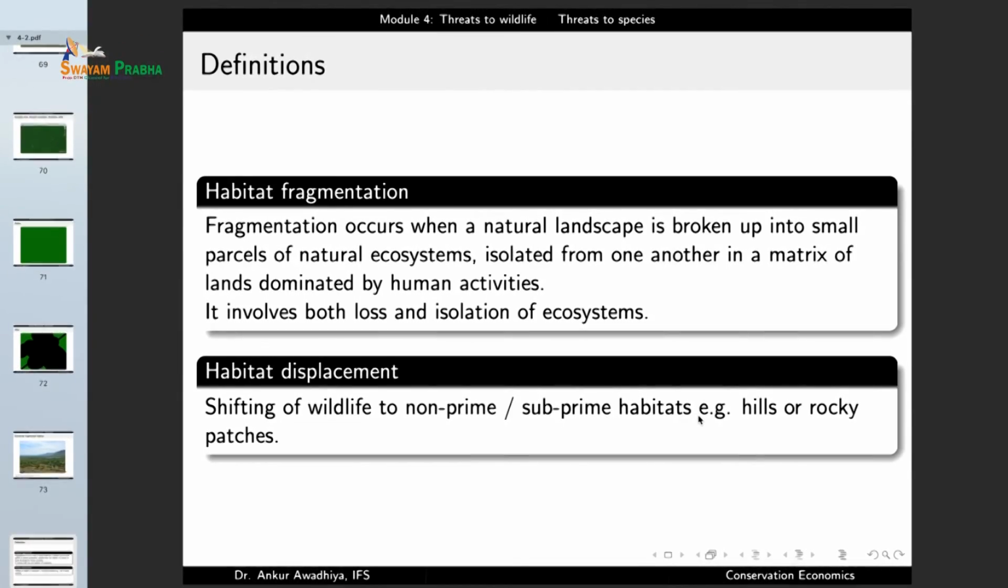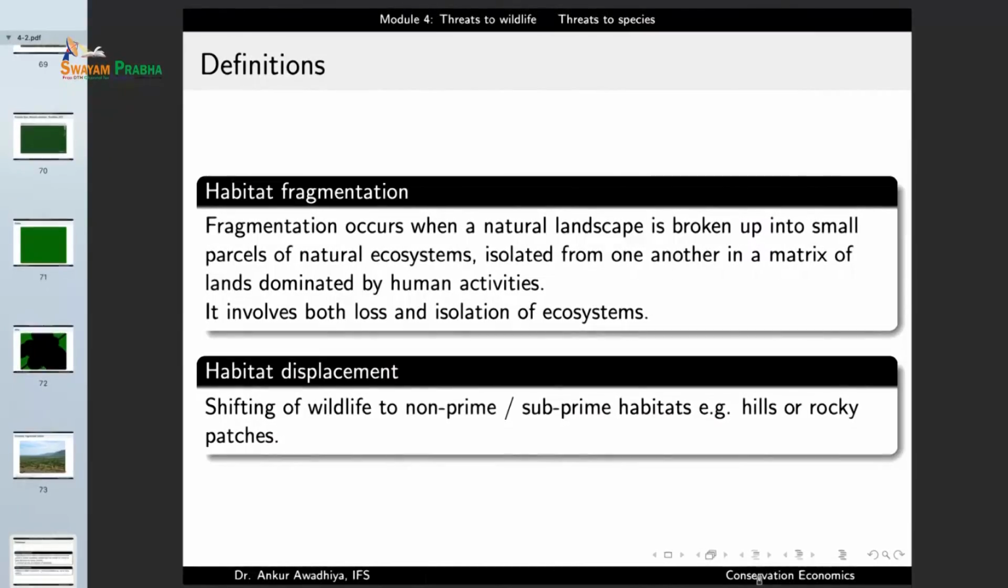Now, apart from habitat fragmentation, we also find another phenomenon which is known as habitat displacement. Now, habitat displacement is the shifting of wildlife to non-prime or subprime habitats such as hills or rocky patches. Now, what is habitat displacement? Typically, if you go to any grassland area that is near a forested area, and you find that people are taking their cattle into these grasslands, and if you ask these people that, your cattle are out competing the wildlife, they would normally say, oh, no, sir, this is not the case, because our cattle graze in these grasslands, whereas the wild animals live on top of the hills.